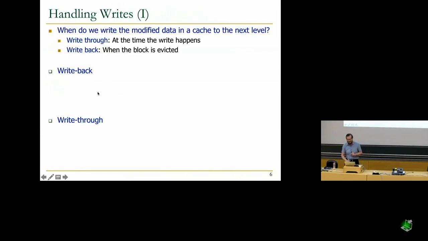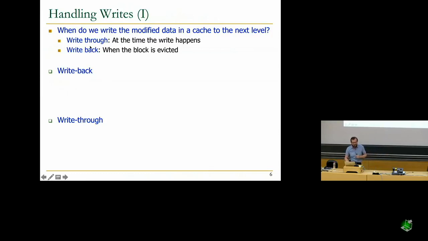So what does that mean? Writes actually pose some problems in caches, so I'm going to handle writes a little bit. The first key question is, when do you write the modified data in a cache to the next level? You have a store that commits, and you need to write the data into the cache. And now you have a choice. Do you just write it to this first level cache, or do you write it to all of the levels underneath, and even maybe main memory?